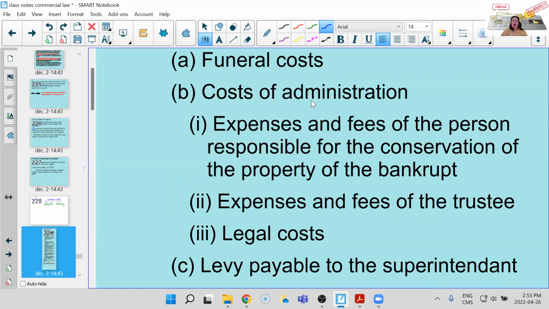Then you have the cost of administration. In cost of administration, it's divided into 3 elements. Expenses and fees of the person responsible for the conservation of the property of the bankrupt. In English, it can be the interim receiver that we talked about in part 1. Let's say it's the bankruptcy of a commercial farm, not a farmer, but a commercial farm. Somebody will need to take care of the animals.